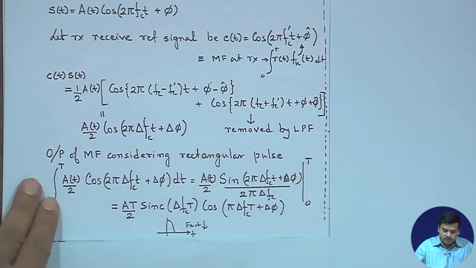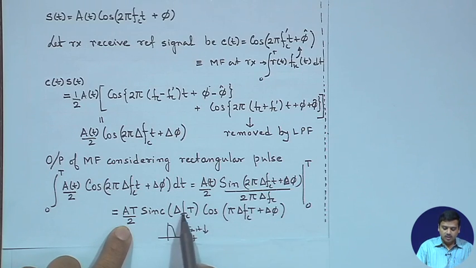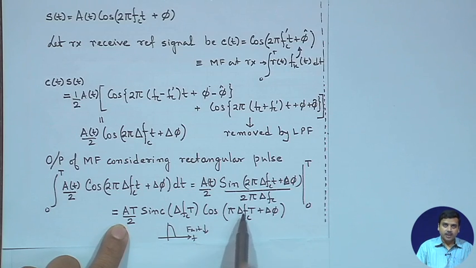and there is a cosine term, right. So, if you look at these expressions, if delta f c is 0, what do you have? You have AT by 2, and let us assume delta phi is 0 and delta f c is 0. So, cos of 0 is 1. So, there is no problem. If there is no phase mismatch or no carrier mismatch, you are going to get the maximum value.